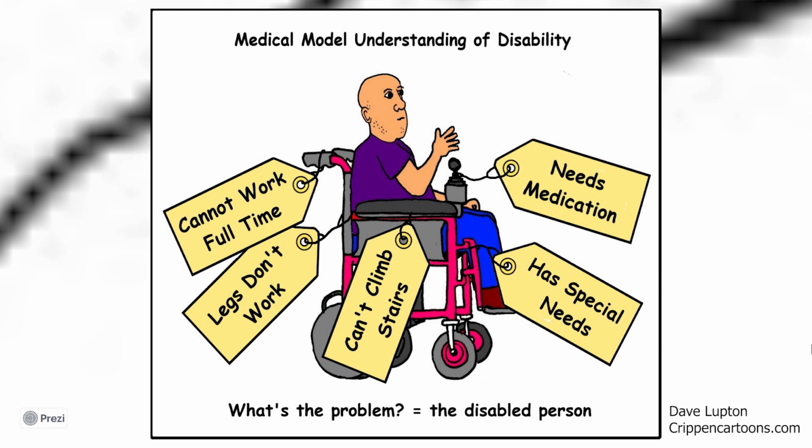The disabled person is an object of charity and receiver of help. The disabled person should adjust to fit into society since they are the one who is not normal. Being part of society means rising above disability.